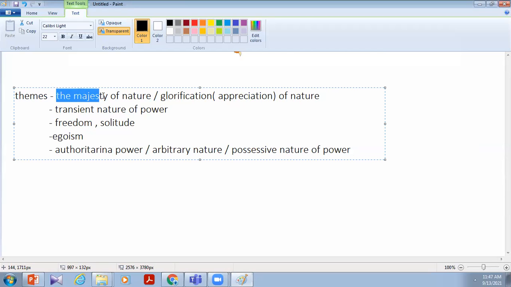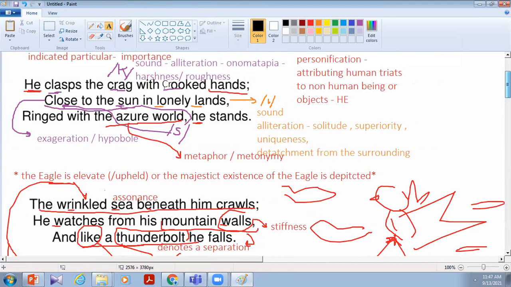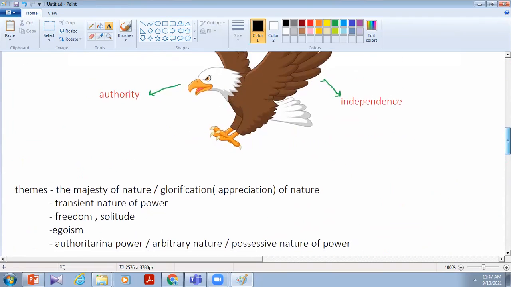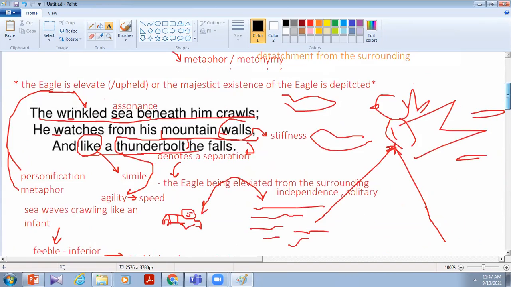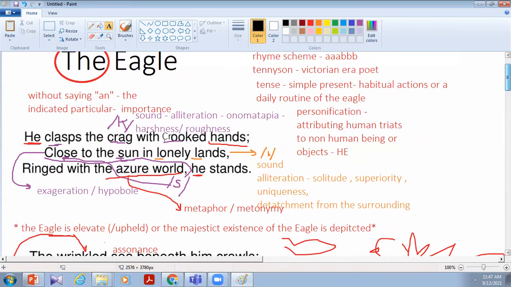The majestic nature of nature, glorification or appreciation of nature. This is the main theme, because this is a nature poem. So mostly you get the question based on this fact, for the essay. What you need to do is, using the above lines, indicate how the poet has used the poem Eagle to indicate this particular theme. Here we already discussed how it's considered superior and how it's considered majestic, right?